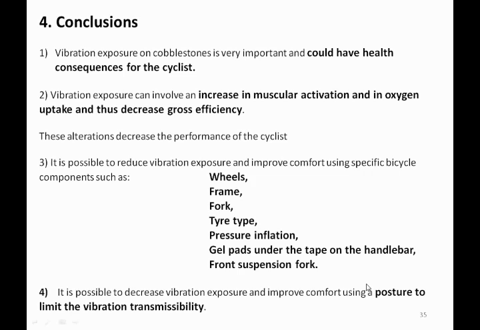In conclusion, we have seen that the vibration exposure on cobblestones is very high and could have consequences for the cyclist. Vibration exposure can involve an increase in muscular activation and in oxygen uptake and thus decrease the gross efficiency. This alteration decreases the performance of the cyclist. It is possible to reduce the vibration exposure and improve comfort using specific bicycle components such as wheels, frame, fork, tire type, pressure and flexion, gel pads under the handlebar tape, and a front suspension fork. And it is possible to limit the vibration transmissibility using a specific posture.